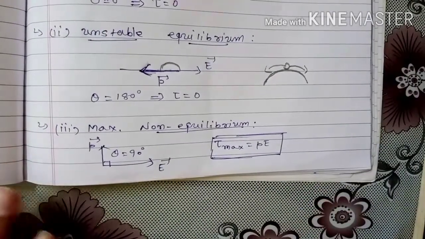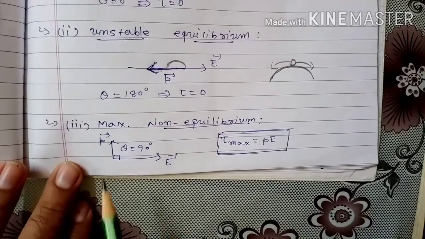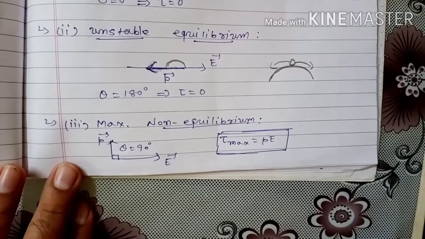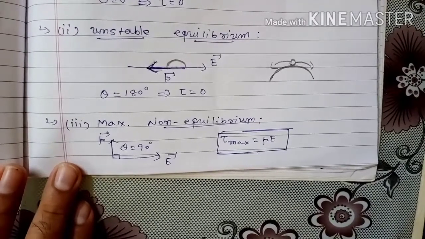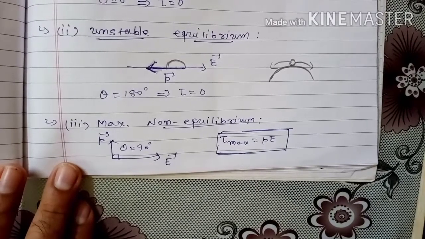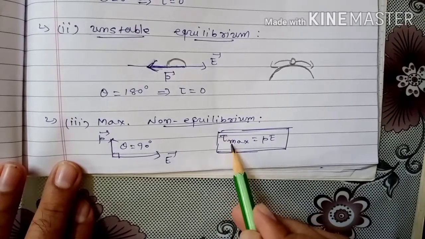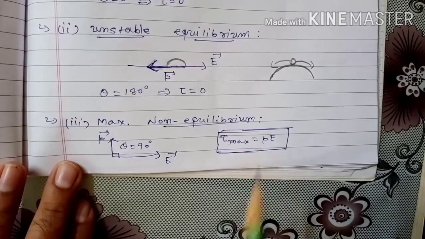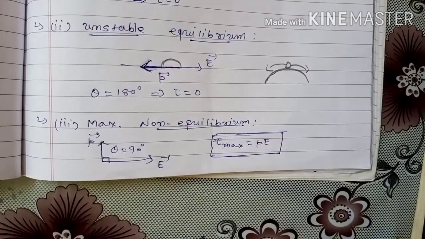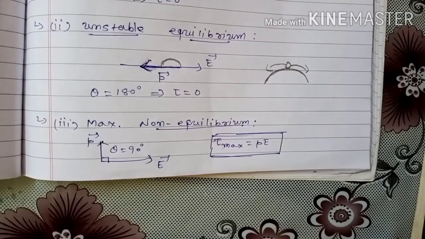Now the third condition, that is the maximum non-equilibrium condition. If the angle between the electric dipole moment and the electric field is 90 degrees, then according to the formula, tau is equal to pE sin 90. Sin 90 has the value 1, and that is the maximum value of sin theta. When the value of sin theta is maximum, the torque acting on the system will be maximum, that is tau max is equal to pE. When torque is maximum, this dipole will not remain in this position.